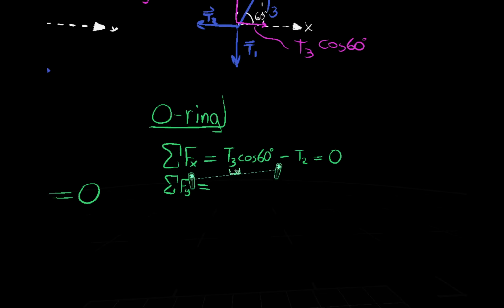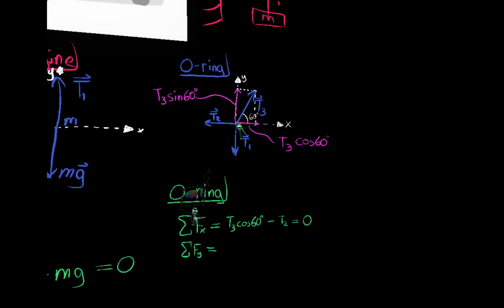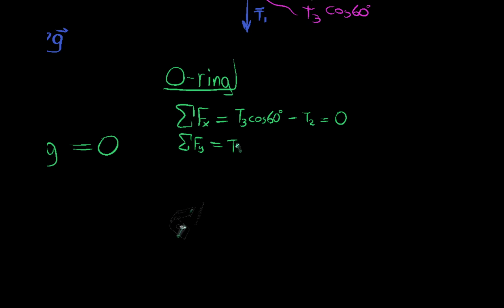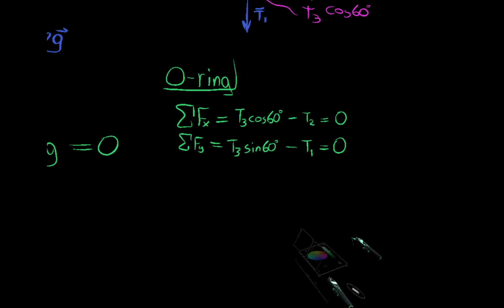So what's going on in the y? We have the component of T3 that's in the positive y direction, this T3 sine 60, and we have T1 in the negative y direction. So T3 sine 60 minus T1, right? Yes, equals 0. It's also not moving in the y again, so objects at rest tend to stay at rest. Acceleration is 0. So there's our 4 equations.